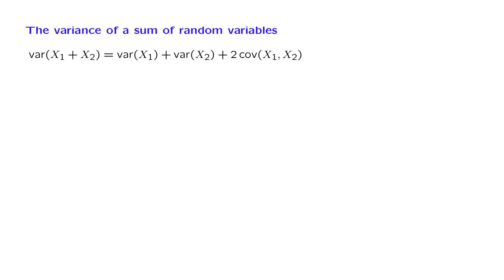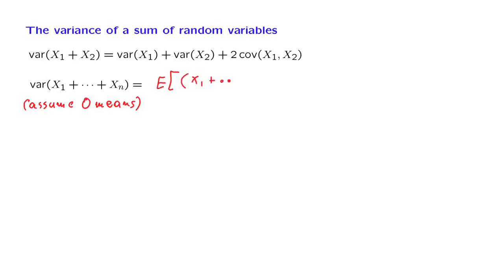Here is, for reference and comparison, the formula for the case where we add two random variables, but now let us look at the variance of the sum of many of them. To keep the calculation simple, we're going to assume that the means are 0, but the final conclusion will also be valid for the case of non-zero means. Since we have assumed 0 means, the variance is the same as the expected value of the square of the random variable involved, which is this one.